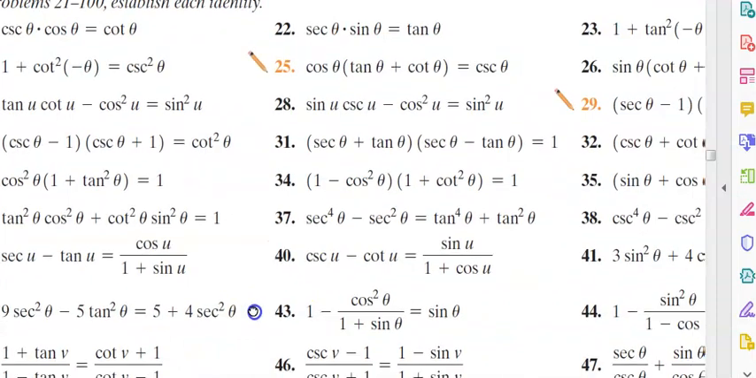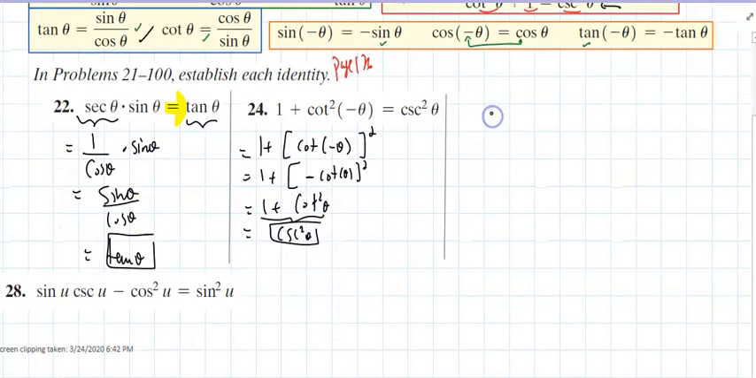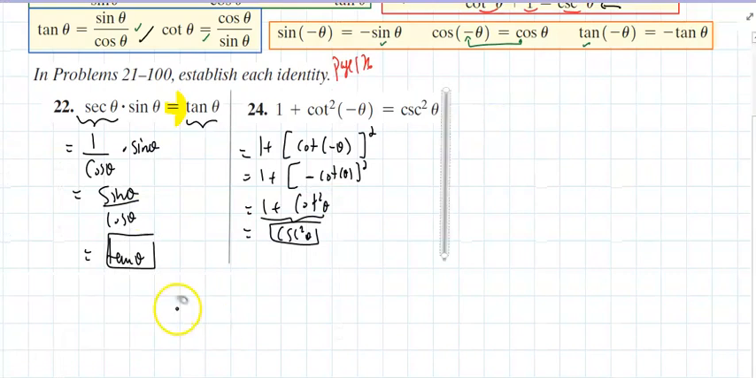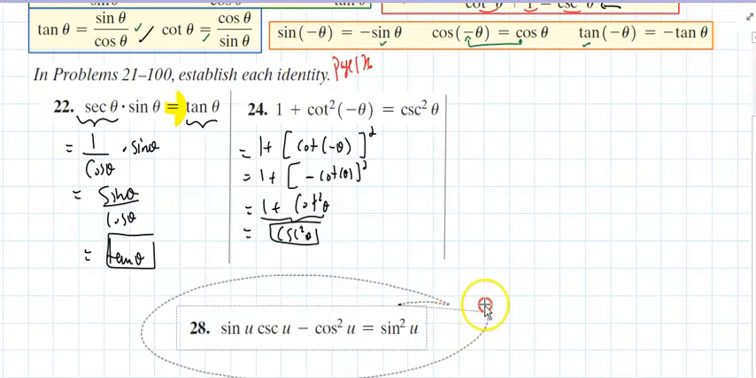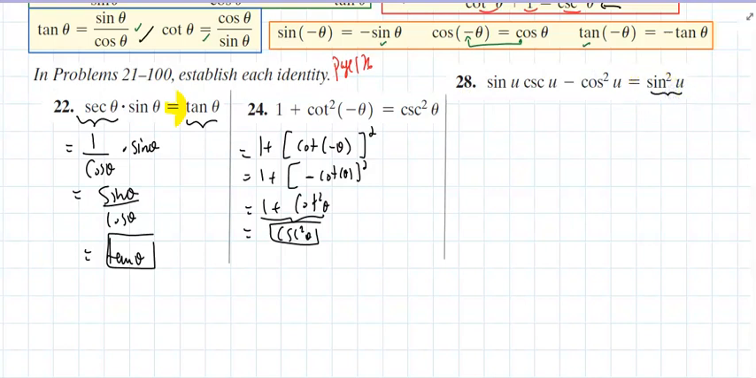And if I look at number 28, again, identity means show that those two are the same. Sometimes at first glance you're like, oh, well, that could never be equal. Well, don't be so sure. So I glance at those. I notice the right side is only sine squared. So I'm going to start with the more complex side all the time. I glance at that and say, okay, well, there's not much I could do with that. So I could go for sine of u, and I notice there's a cosecant. I know cosecant is 1 over sine.